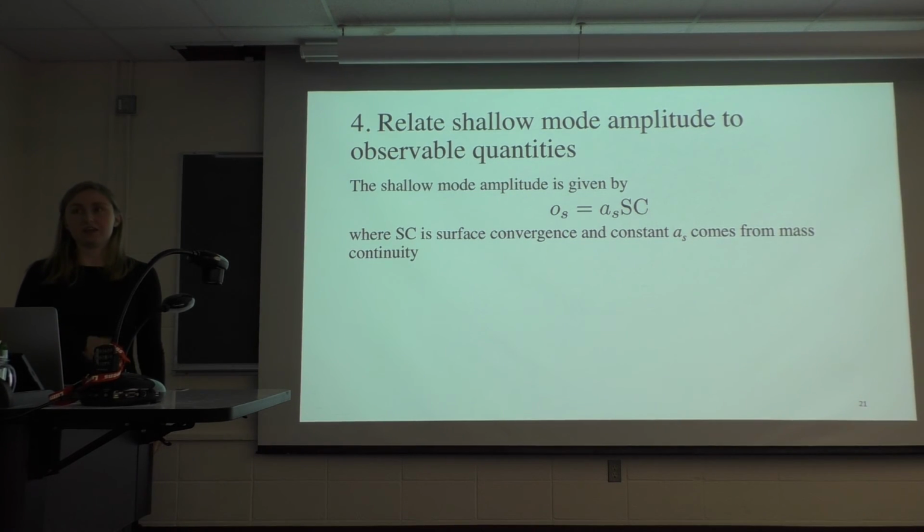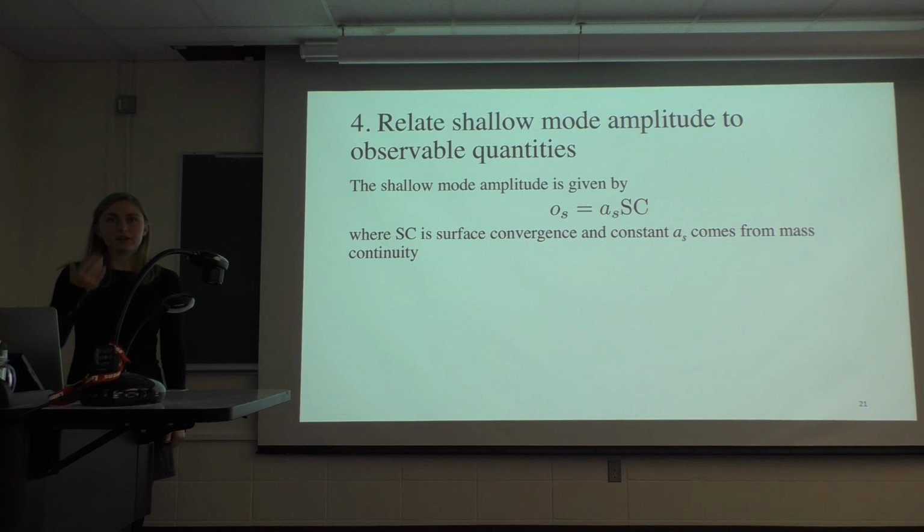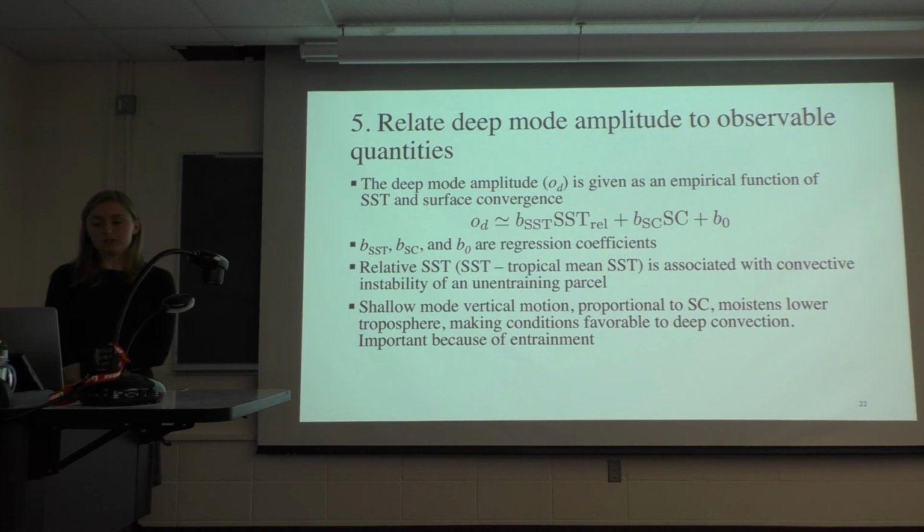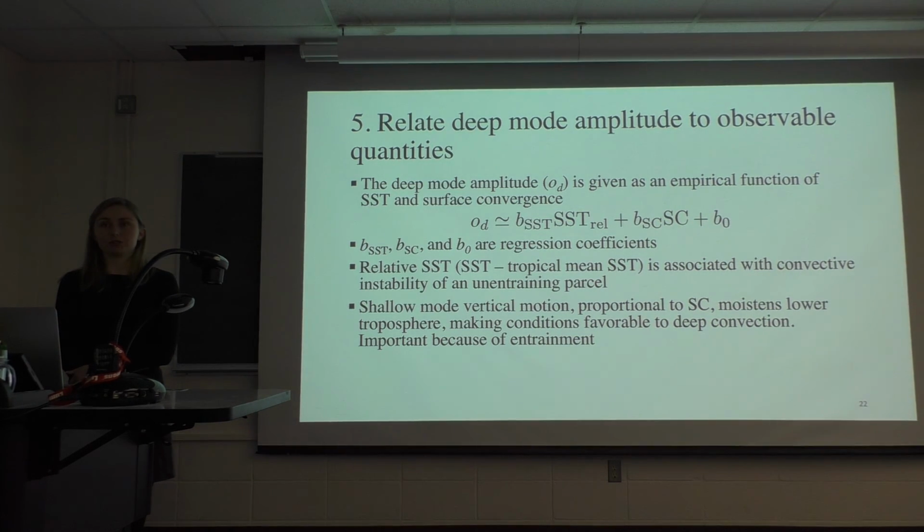And this is just saying that the amplitude of vertical motion in the shallow part of the atmosphere is related to surface convergence. And then the deep mode amplitude is related to surface convergence and SST, and this is a little bit different from the original Beckett-Brotherton paper if you're familiar with it. We just use multiple linear regression for the deep mode amplitude with relative SST and surface convergence as the predictors. So these B's are just regression coefficients, they're just constants.